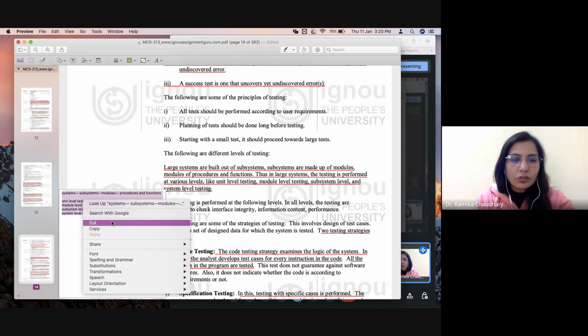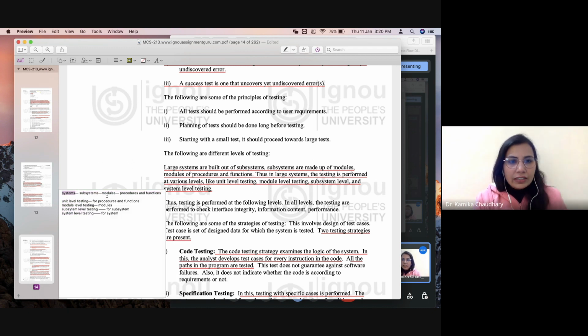So just to make you understand, all these points written over here, where I'm moving my cursor, are being shortened down into these 4 lines. You can remember them like this. First of all, unit level testing is performed. The points are unit level testing, module level testing, subsystem level testing. These are all types of testing. We have other types of testing, but currently we are just going to see these. So just read the first line.